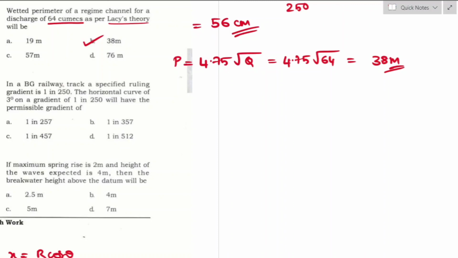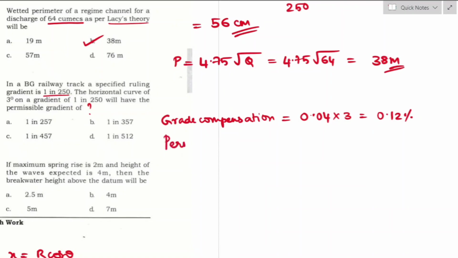Question number 74. In a BG railway track, a specified ruling gradient is 1 in 250. The horizontal curve of 3 degree on a gradient of 1 in 250 will have the permissible gradient. So we have to find the permissible gradient. Grade compensation for BG railway track is 0.04% per degree of curve. So the degree of the curve is 3 degree. Grade compensation will be 0.12%.